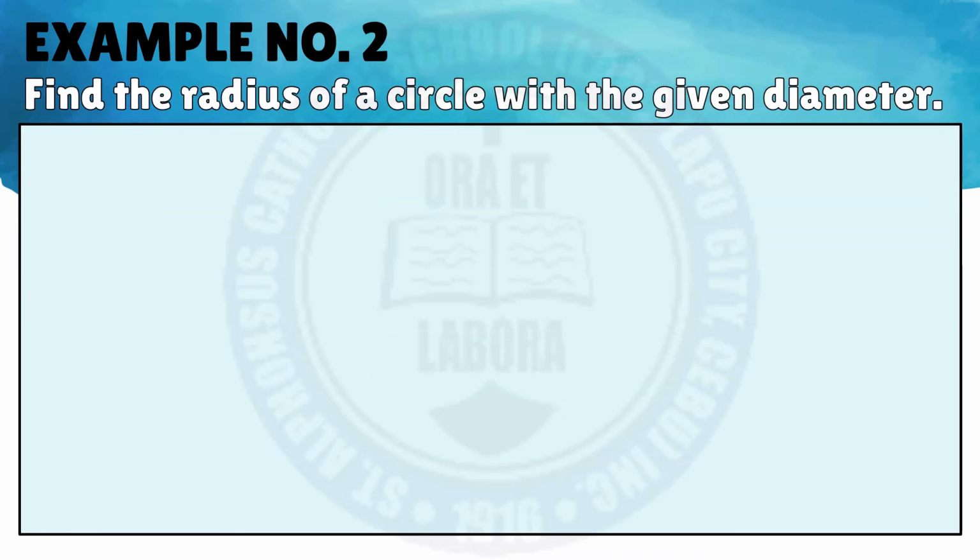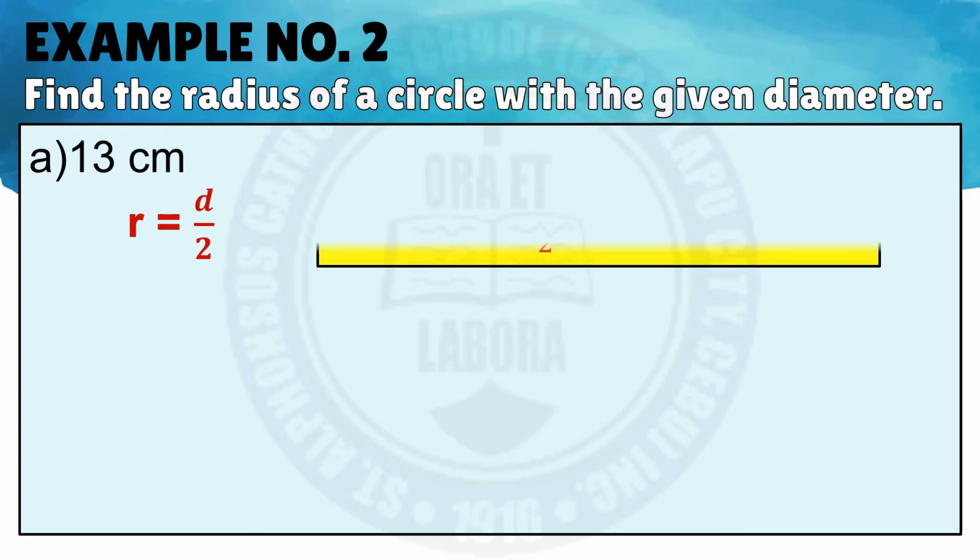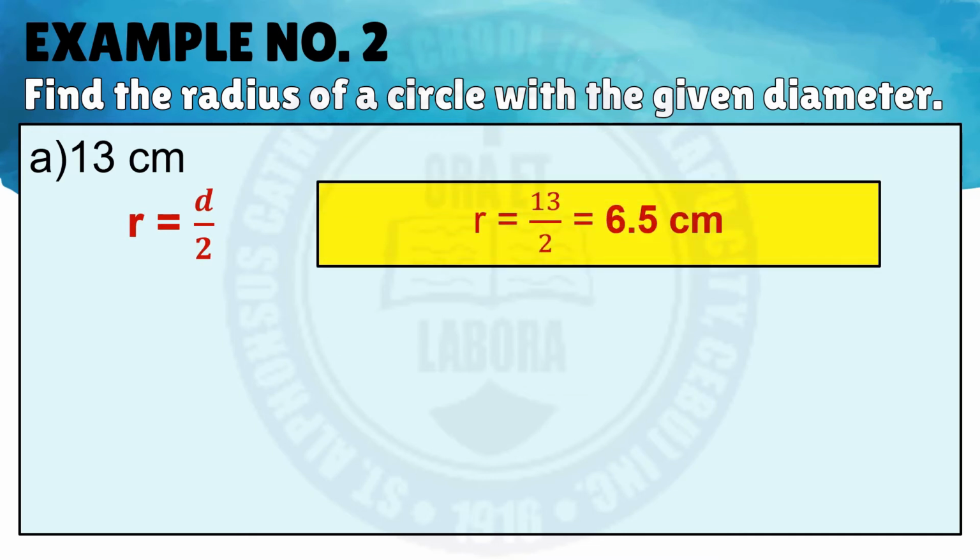Let's proceed to this example. Find the radius of a circle with a given diameter. So our given diameter is equal to 13 cm. So we will be using the formula R is equal to D over 2. So substitute, we have R is equal to 13 over 2, and that is equal to 6.5 centimeters.